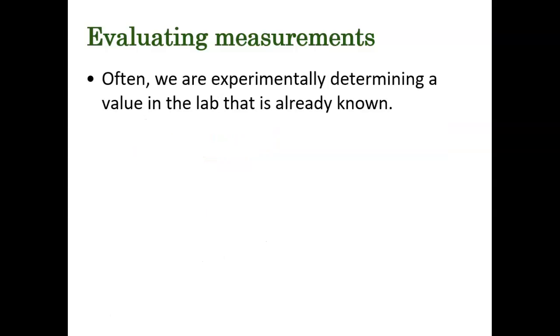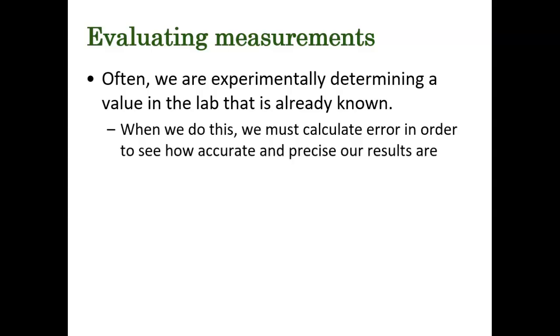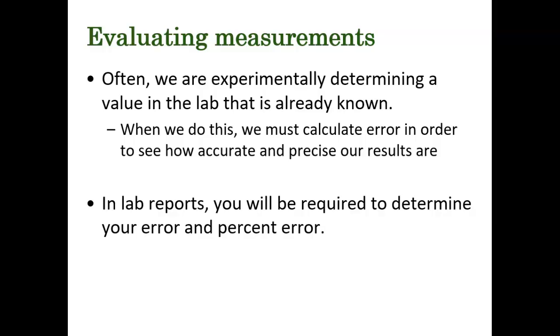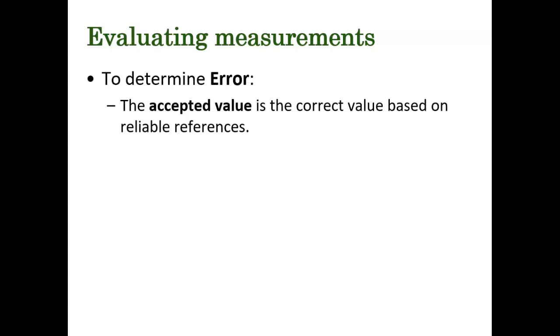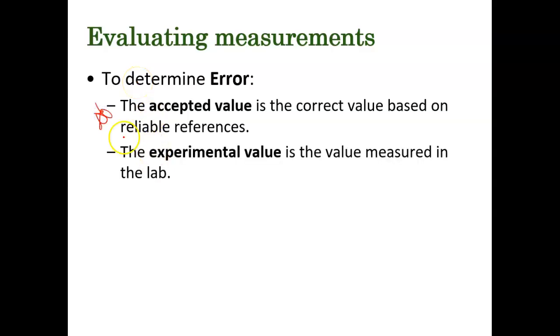A lot of times we are going to look for values in the lab that are already known. So when you do this, we must calculate an error. In lab reports, we're going to be doing this in class as an activity also. Determine your error and your percent error. How do we do this? To determine error, the acceptable value is the correct value. Jot that down. Based on a reliable reference. An experimental value is what we do in the lab.